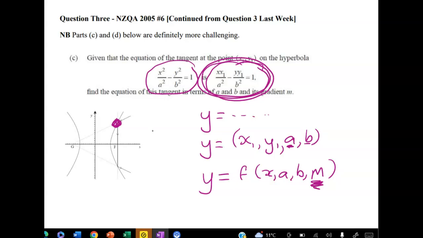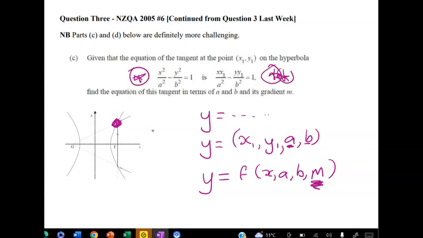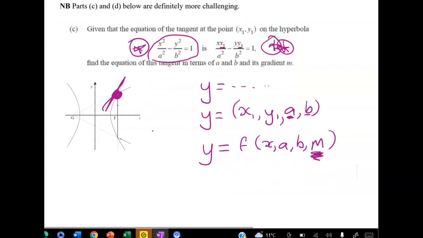So I'm going to label a couple of things in here because I'm going to use them again and again. I'm going to call that one star and that one star star. Starting off, what I'm going to do is differentiate this to get dy by dx, and that's going to get me an expression for the gradient. And then I'm going to find the gradient at this particular point, x1, y1. And my goal is going to be to eliminate both the x1 and the y1 in here.